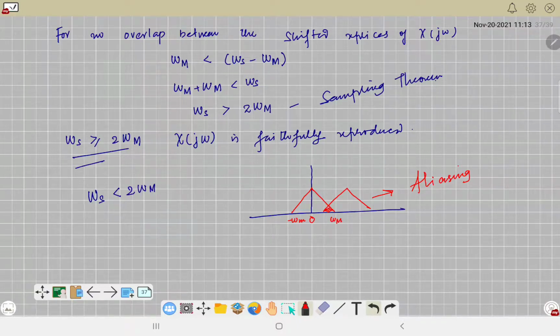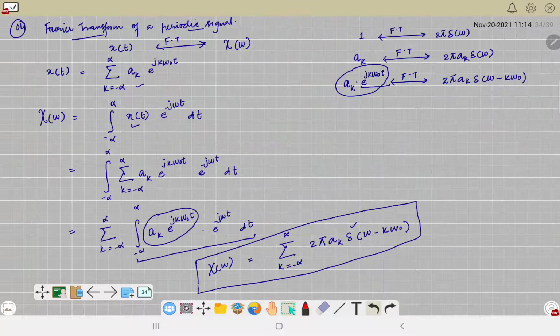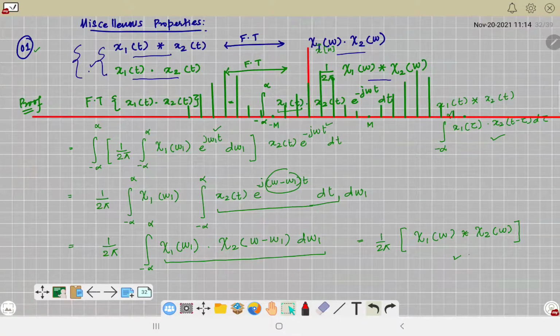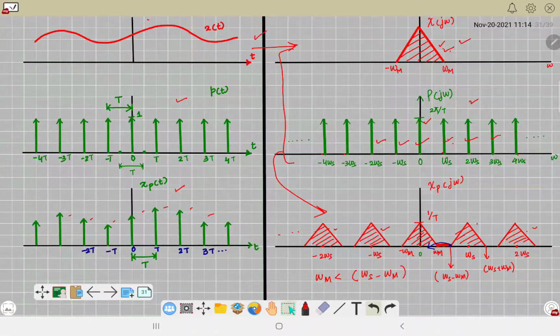Fine. It is a spilling of energy, I can say. There is an overlap between these reproduced frequency bands, या जो आपके replicas है, and this happens जब आपका sampling frequency is less than twice the maximum frequency that is available in the original signal x of t, and this process is known as aliasing. So for faithful sampling, this entire analysis was just to show you that there is basically a limit कि आप किस हद तक sampling कर सकते हैं.